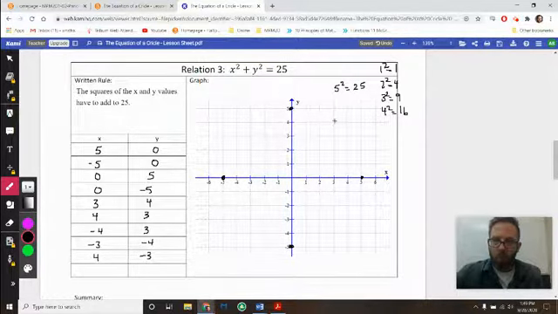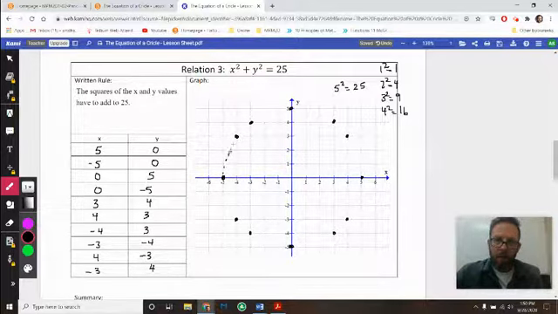So I have (3, 4), and (4, 3), (-4, 3), (-3, -4), (4, -3). So you can see we've got kind of a graph developing here. And I'm going to add just a few more. So (-3, 4). Just using the symmetry, I know I'm going to get (-4, -3), any combination of 4 and 3, right? And then (3, -4).